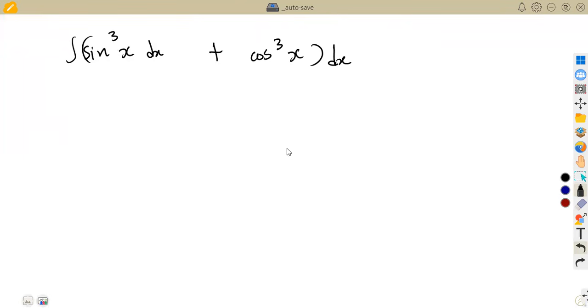Like I said, now we are combining everything at once. All right, so they gave us something which is interesting. This one is an interesting question, actually. They're saying the integral of sine to the exponent of 3x with respect to x, plus cos to the exponent of 3x, like this, with respect to x also. So this is an interesting integral.